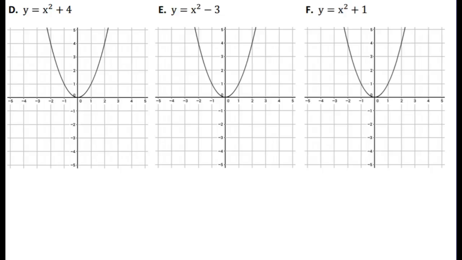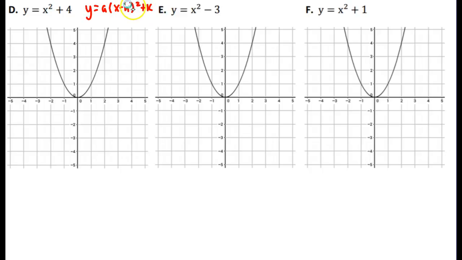Alright, so D, E, and F. Okay, here notice in each of these problems there is no value in front of our x squared. So the graph is not going to get wider, narrower, or flip upside down for us. We don't have anything in parentheses. Remember, y equals a times x minus h squared plus k. And I don't have anything in parentheses in either of these three problems. However, I do have something after the x squared.